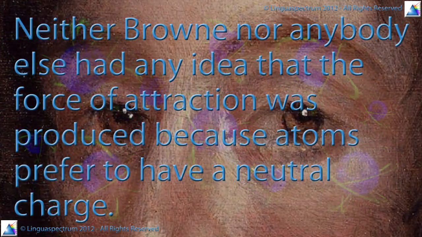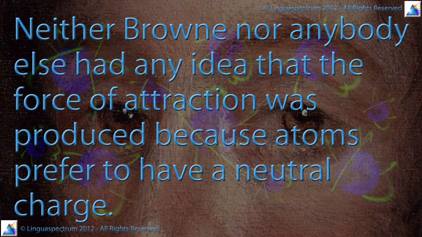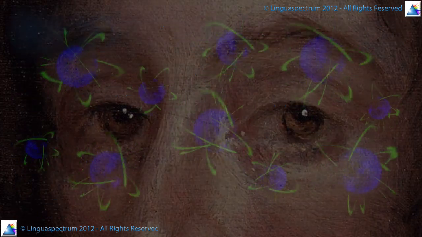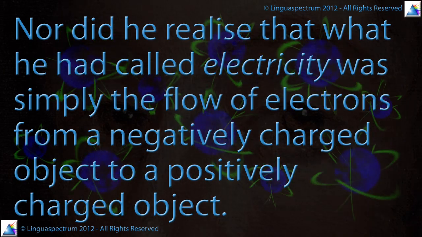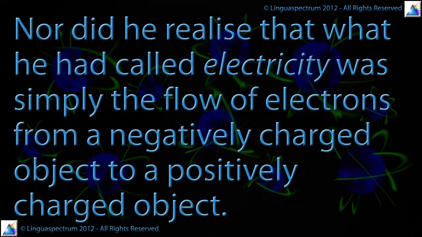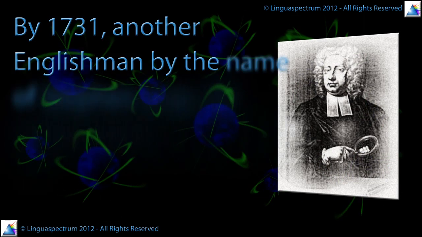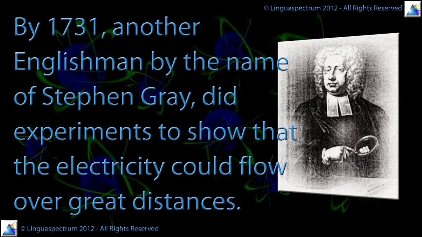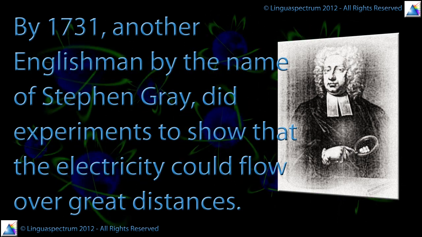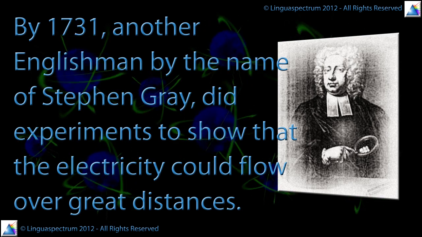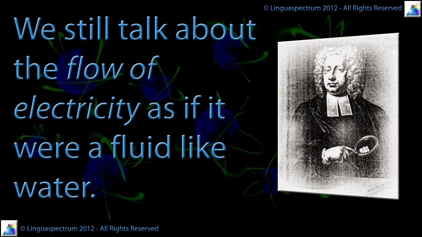Neither Browne nor anybody else had any idea that the force of attraction was produced because atoms prefer to have a neutral charge. Nor did he realize that what he had called electricity was simply the flow of electrons from a negatively charged object to a positively charged object. By 1731, another Englishman by the name of Stephen Gray did experiments to show that the electricity could flow over great distances. We still talk about the flow of electricity as if it were a fluid like water.